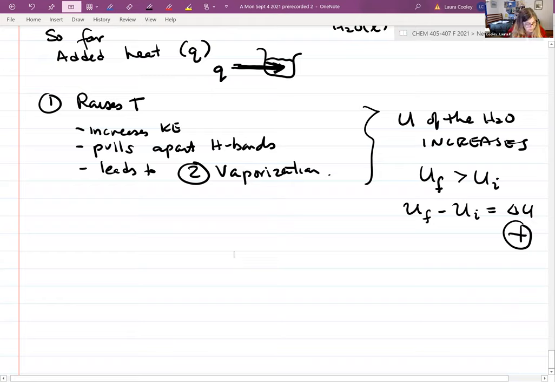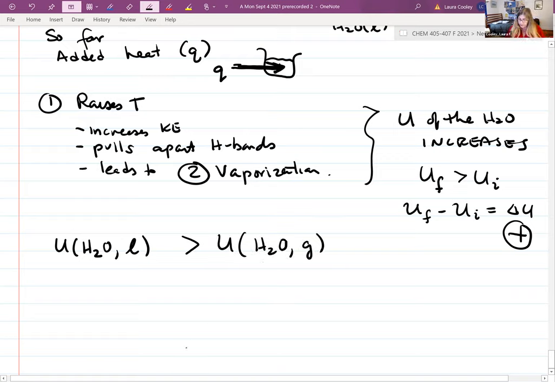So if we put this, it means that H2O in the liquid has a greater internal energy than gaseous water. Well, I guess first I should say that just having the liquid water molecules moving faster means it has a greater internal energy, even if you didn't vaporize a single molecule. But the fact that the heat also contributes to vaporization tells you that the internal energy of the liquid is lower than that of the gas. And that's because this is more stable.